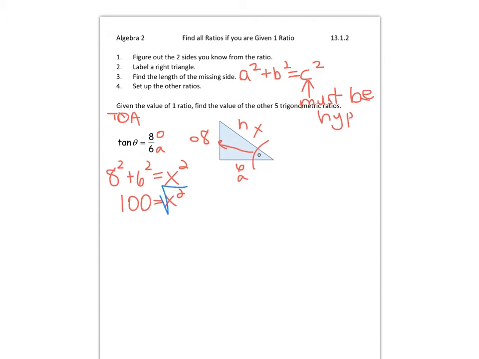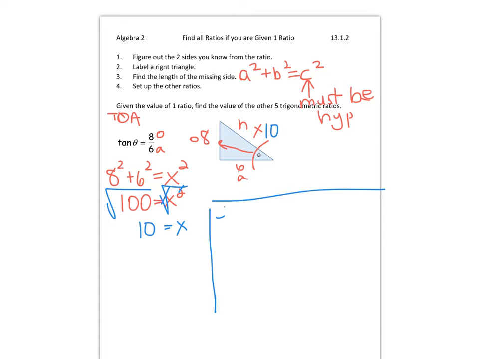And to remove the square, we square root. Normally we would put plus or minus in front of a square root, but since this is on a shape, only positive 10 makes sense. So now we know that this side out here is 10, the hypotenuse is 10. So we can set up our other 5 ratios that they didn't already tell us.